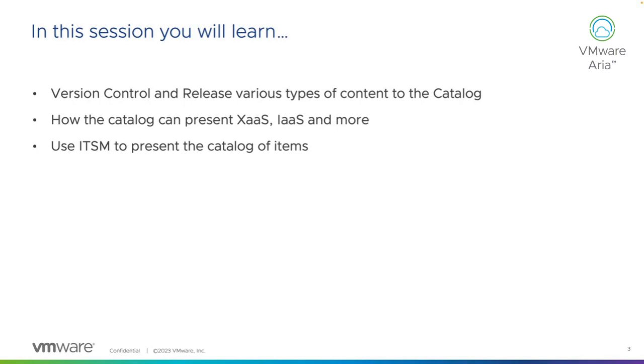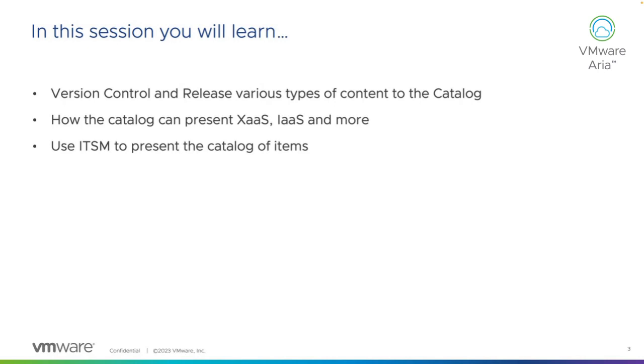And then also I want to talk a little bit about how you can use ServiceNow and ITSM to present the catalog from Aria Automation to users as well. And that's been a pretty nice use case for our customers for quite some time now. So we'll talk about these various types. And so what are they really doing for us? Let's say, for instance, we want a catalog with anything as a service, right?